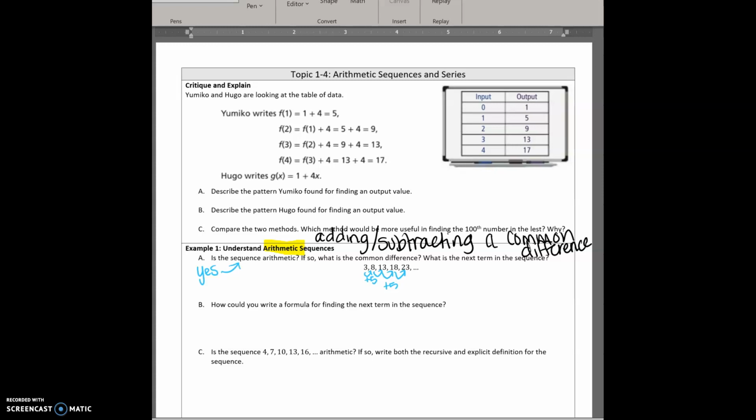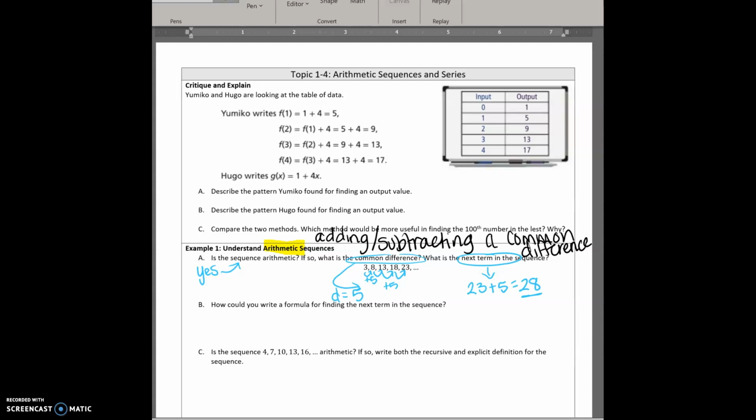The common difference would be this 5. So we would write d equals 5. The difference equals 5. And then what is the next term? Well, if the last term was 23 and we add 5 to it, we would get 28. So the next term would be 28.